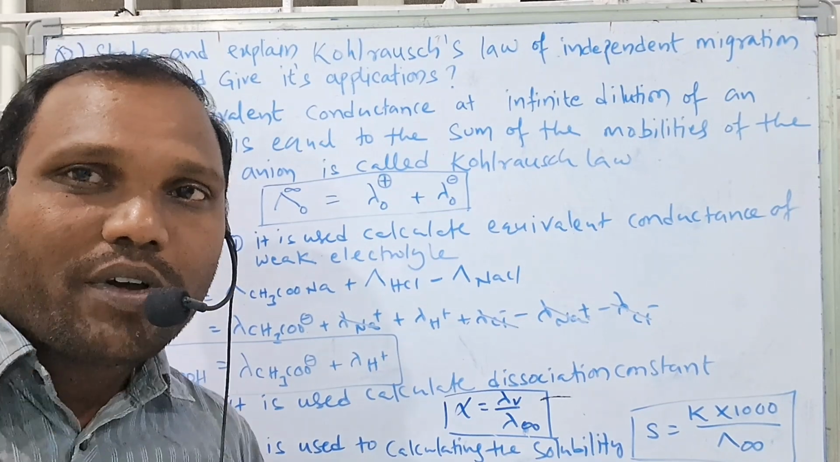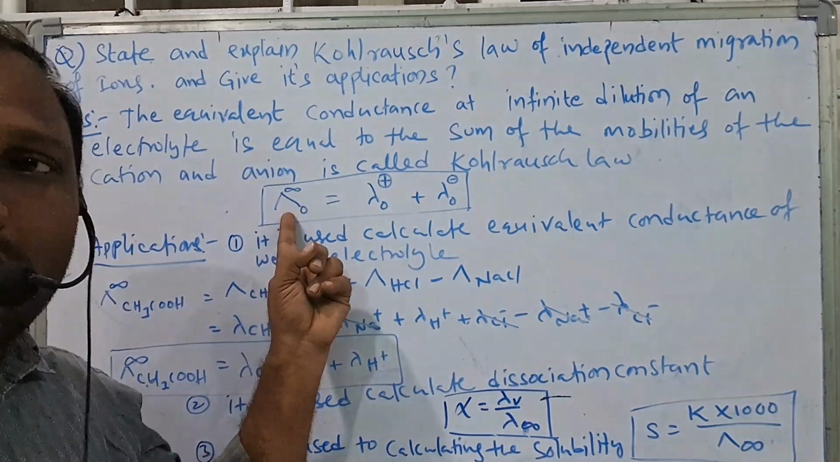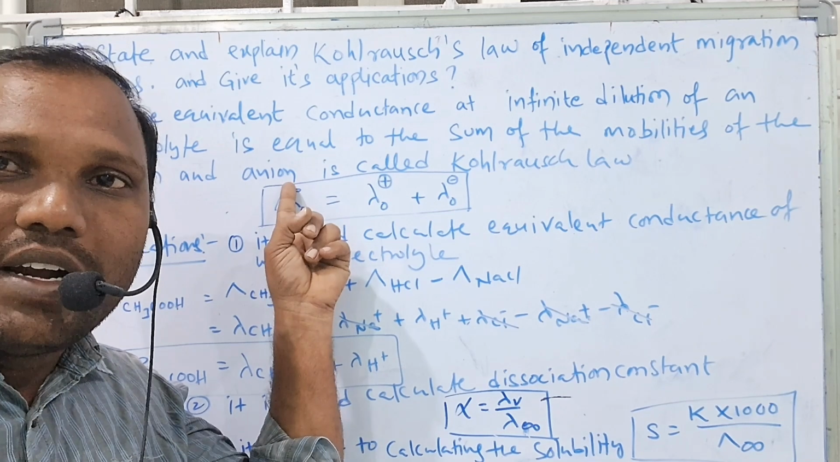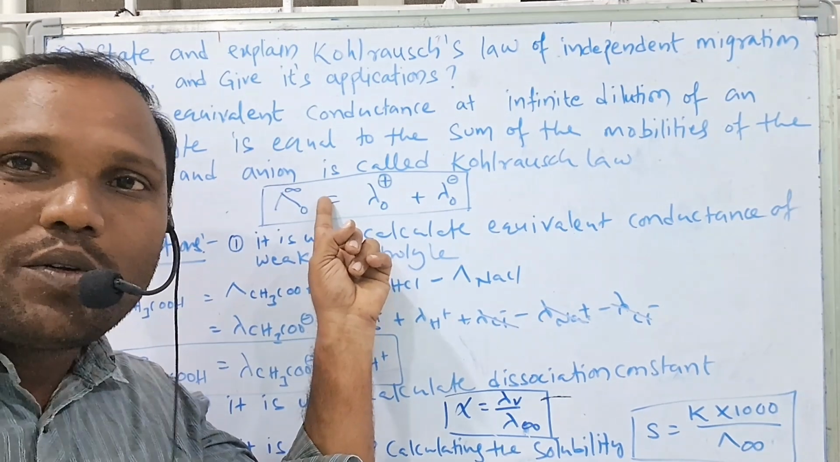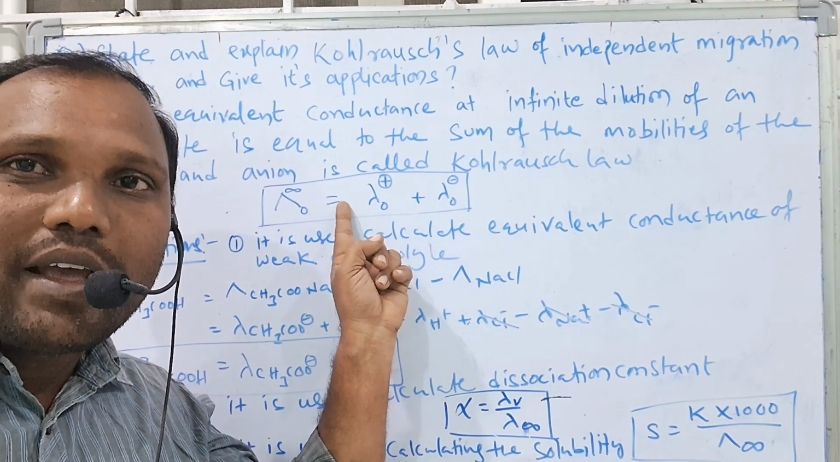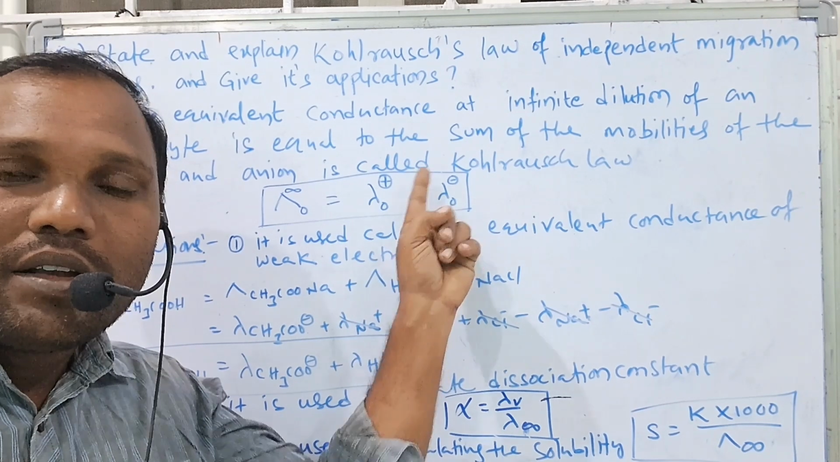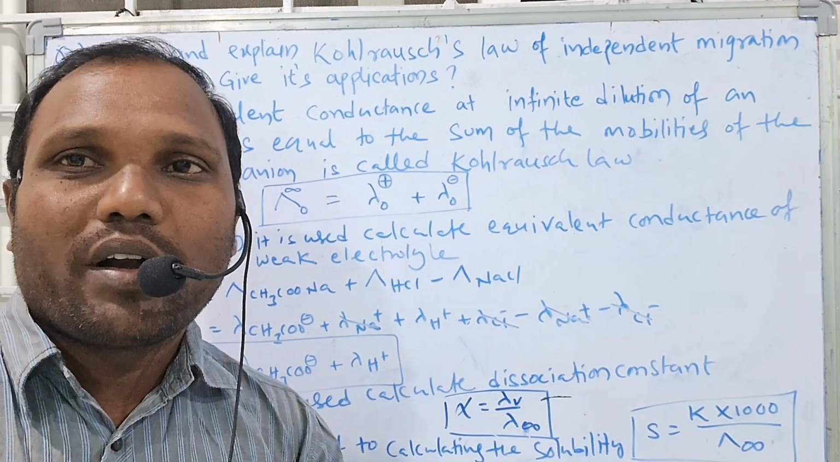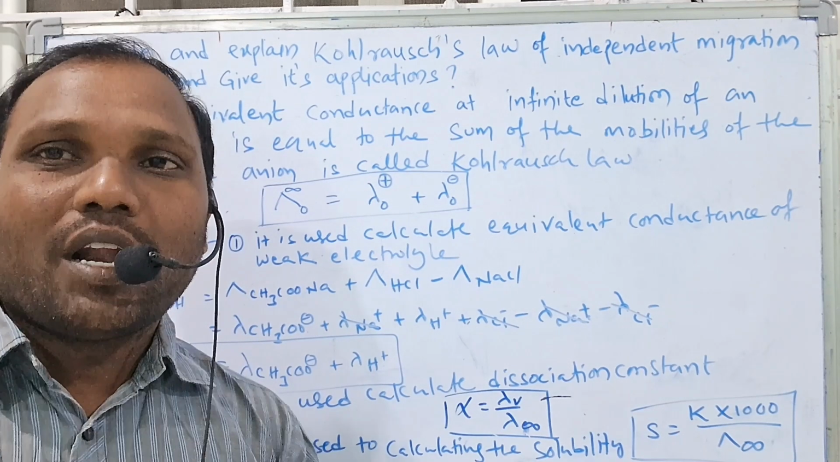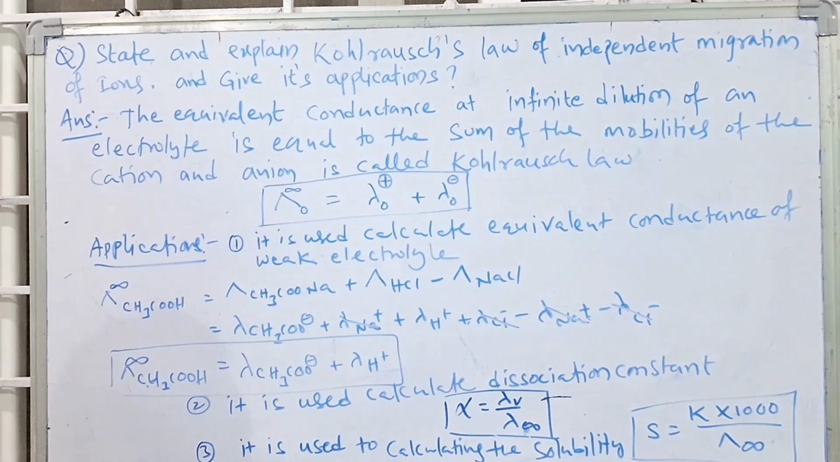Once again I will repeat for you. The equivalent conductance of an electrolyte at infinite dilution is equal to the sum of the mobilities of cation and anion, which is called Kohlrausch law. Okay, very simple answer. Now its applications.